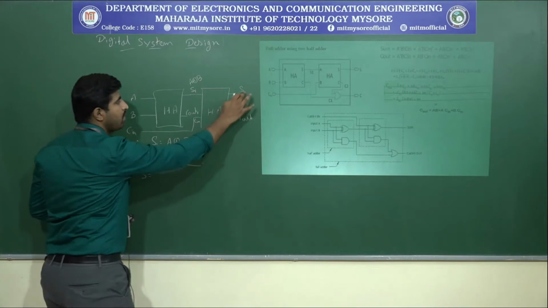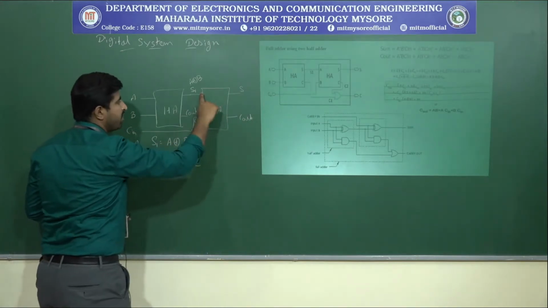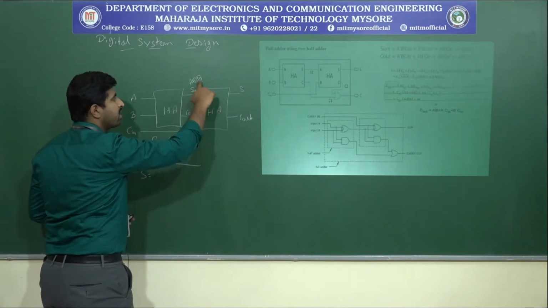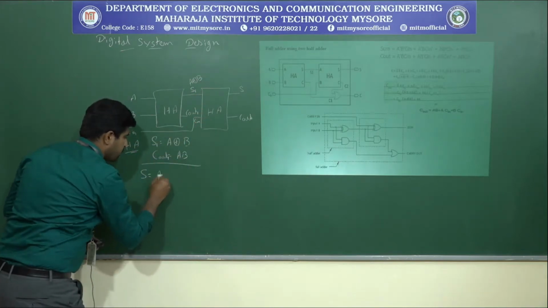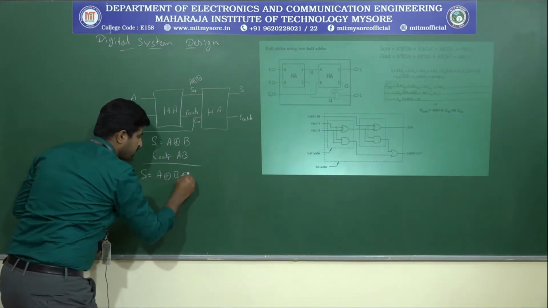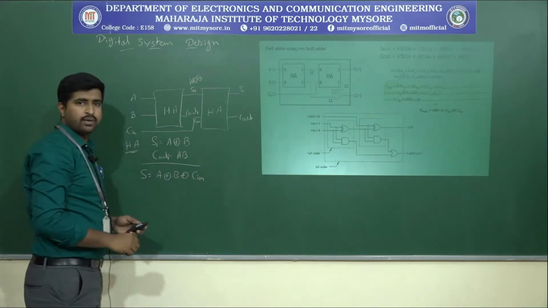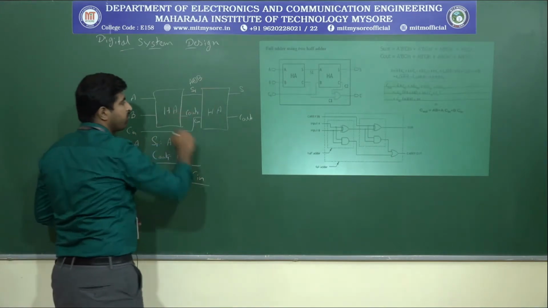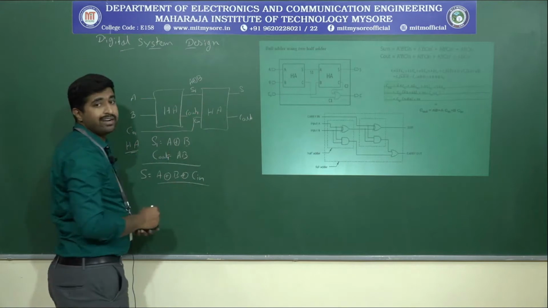The sum will be the XOR of the inputs. So what inputs are we giving? A XOR B and the C in. So the sum is A XOR B XOR C in. We can implement the full adder by using two half adders.